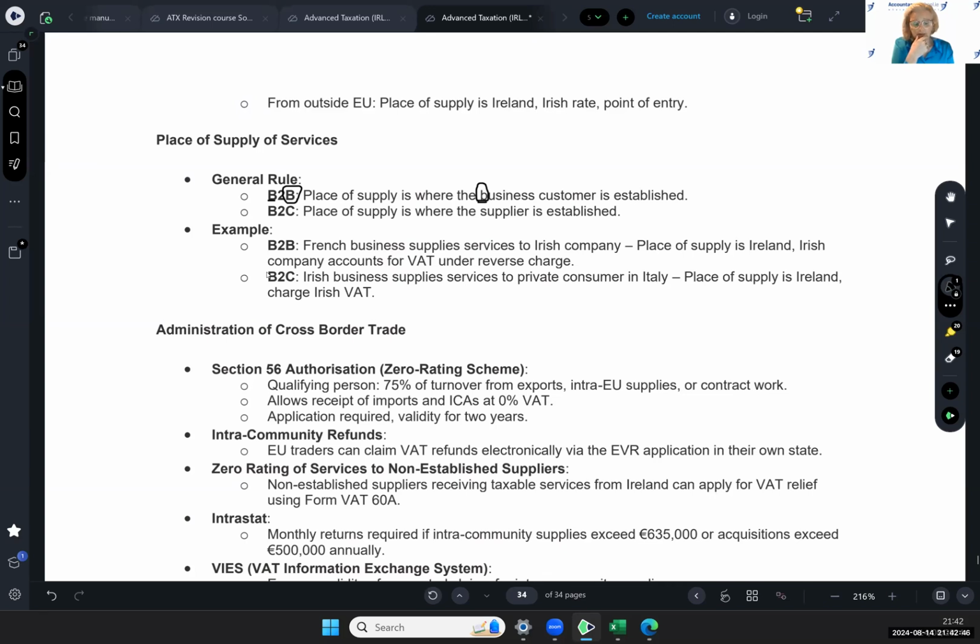No, you're right. Okay, so no Irish VAT is charged. All right, it's not a supply. If the place of supply is not Ireland, there is no supply.